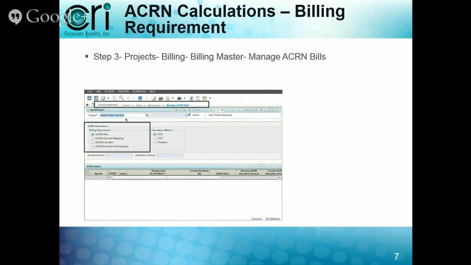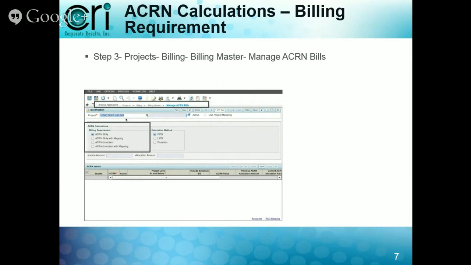So the ACRN only, this is what we call the least restrictive option to set up ACRN billing. This option simply allocates cost across all active ACRN lines, regardless of those costs. Okay, so for example, if you had a bill that had both labor and ODCs on the bill, it would allocate the cost to any of the ACRN active lines that have funds, and it basically would fulfill the first ACRN first and then go down the line.